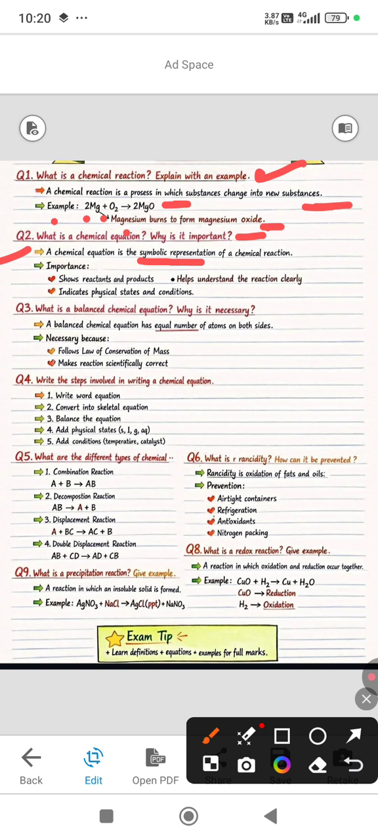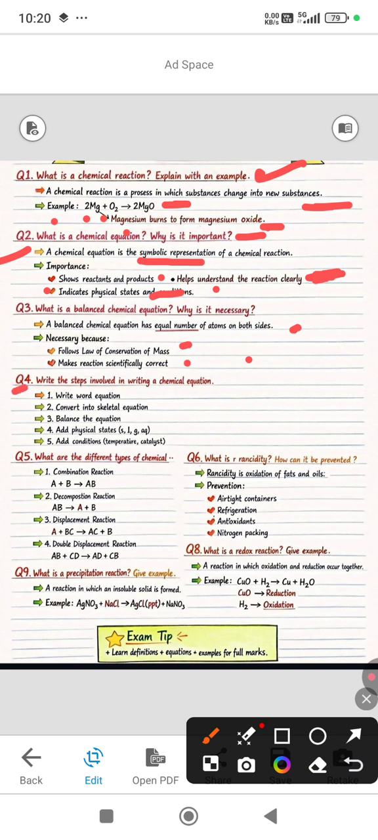Why is it important? Number 1, it shows reactants and products. Number 2, it helps to understand the reaction clearly. Number 3, it indicates physical states. Question number 3, what is balanced chemical equation? Why is it necessary? A balanced chemical equation has an equal number of atoms on both sides. Necessary because it follows the law of conservation of mass. It makes the reaction scientifically correct.